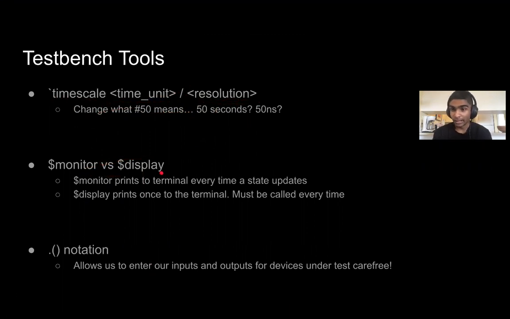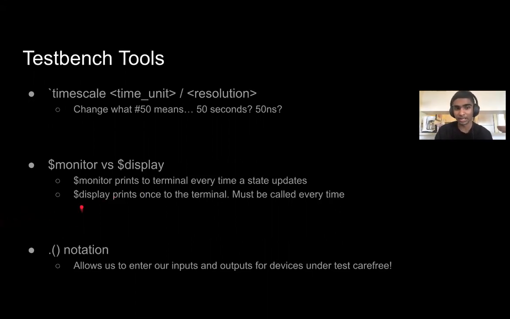Monitor versus display. I touched on this briefly, but I want to be super clear about it. Monitor prints to the terminal every time something changes. So if our inputs change, monitor will update. If the output changes, monitor will update, which is pretty nice and convenient if we have 2 inputs and 1 output. But someday you might have a simulation that has dozens of inputs, and printing every single state change would be ridiculous. Like you just have nonsense in your terminal that you wouldn't be able to parse through.